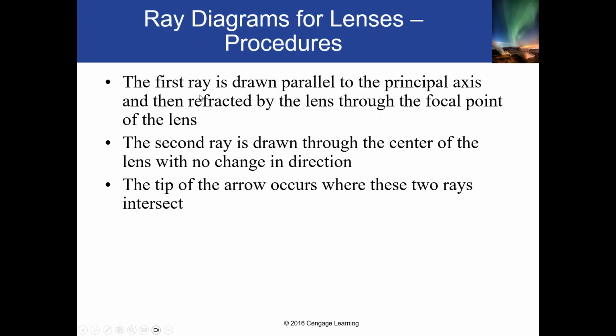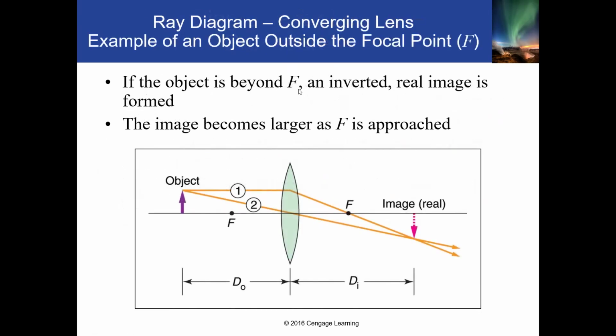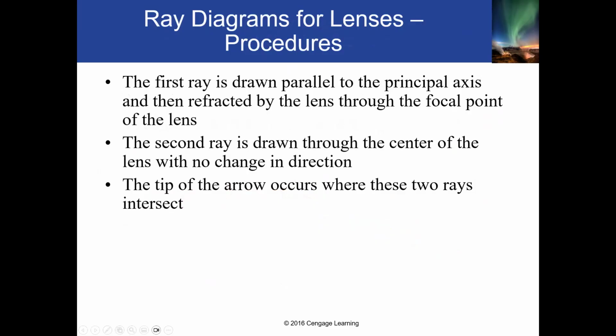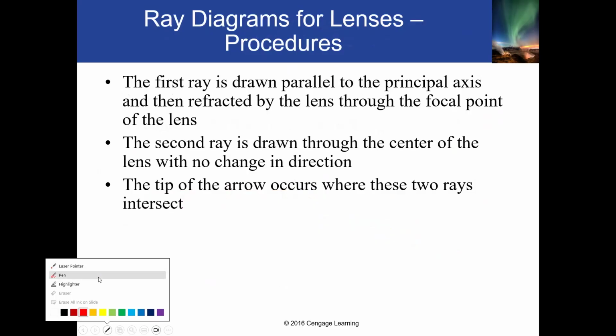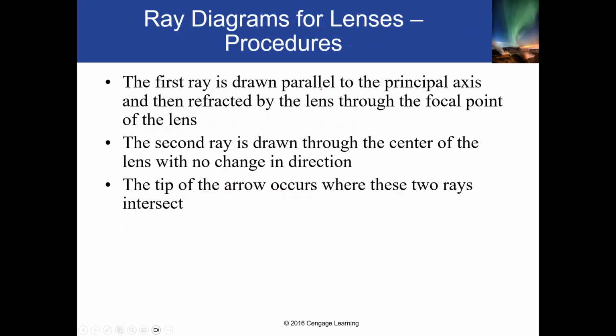The first ray is drawn parallel to the principal axis, which is the same as a mirror, right? It's the first line parallel to the principal axis, then refracted by the lens through the focal point. Same: parallel, focal. The second line is drawn through the center of the lens.